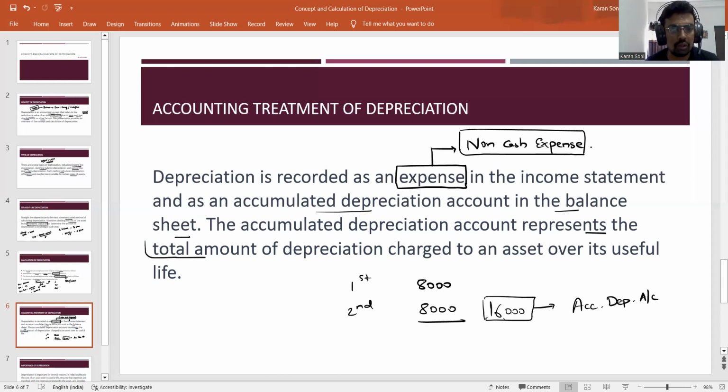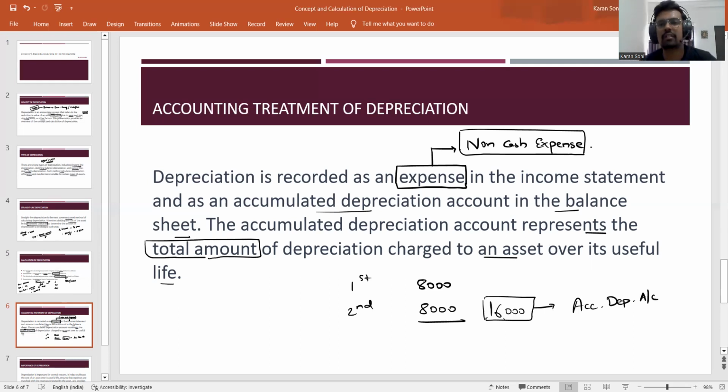Keep in mind the total amount of depreciation that is charged to an asset over its useful life. Super easy. Okay. Any problem, any worries? No space for any worries.